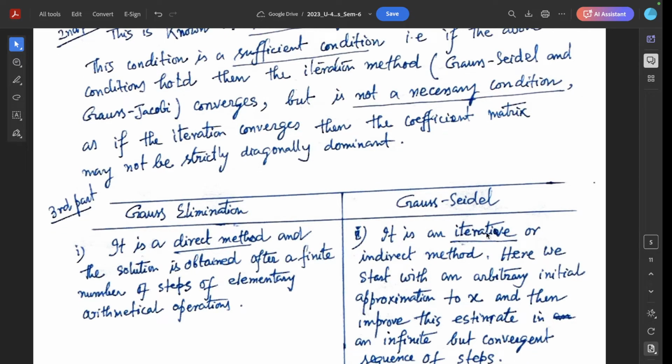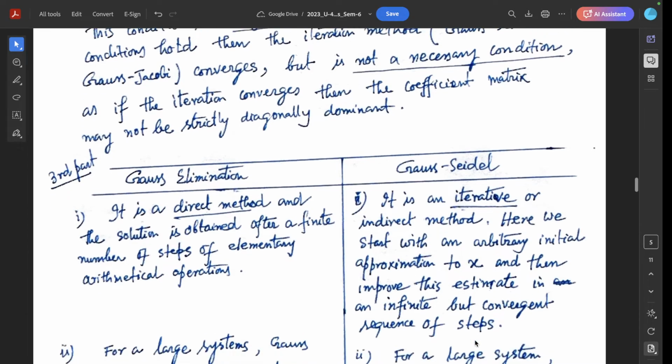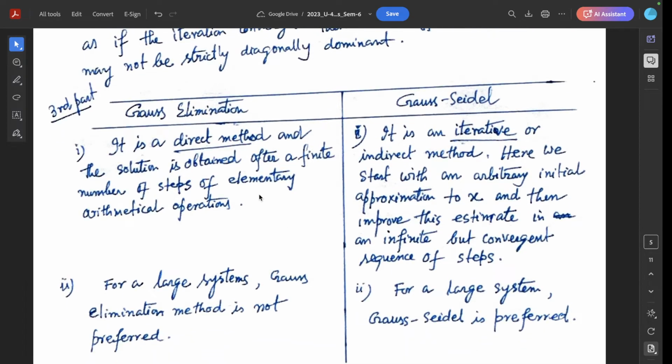Whereas the Gauss-Seidel method is an iterative method, that is, an indirect method. Actually, here we start with an arbitrary initial approximation for x, and then improve this estimate by iteration, through a convergent sequence of steps. For a large system, the Gauss elimination method is not preferred. But for a large system, we prefer the iterative Gauss-Seidel method.